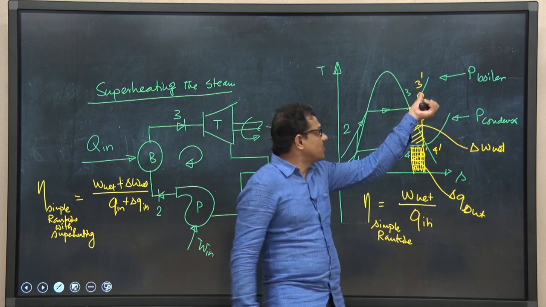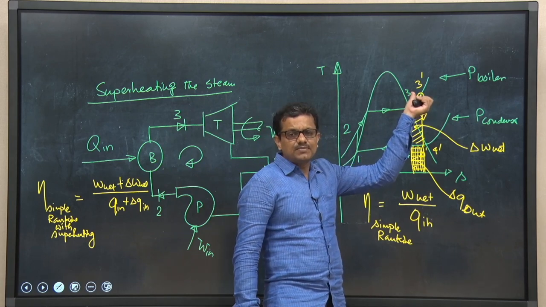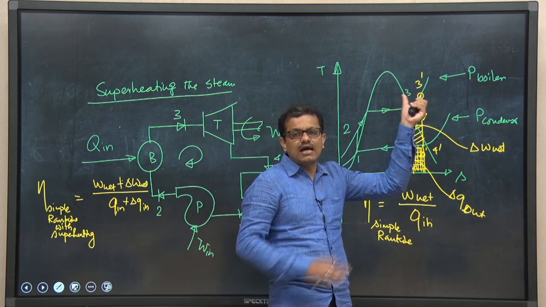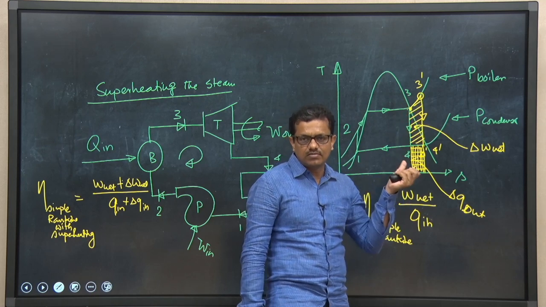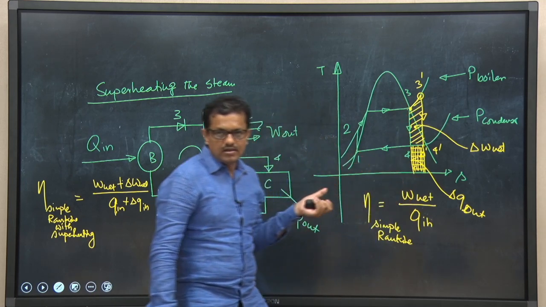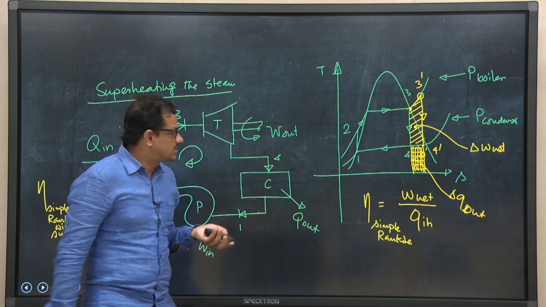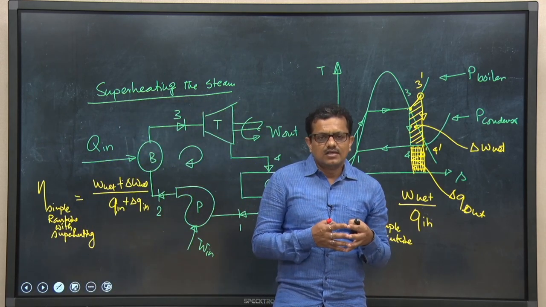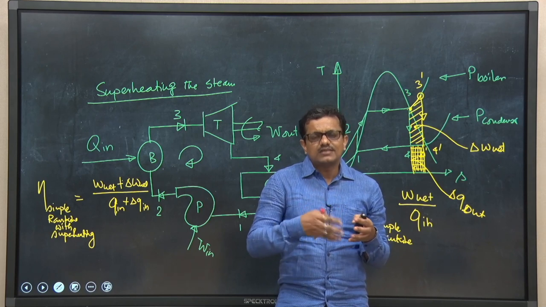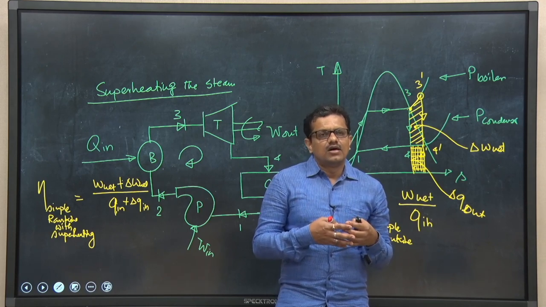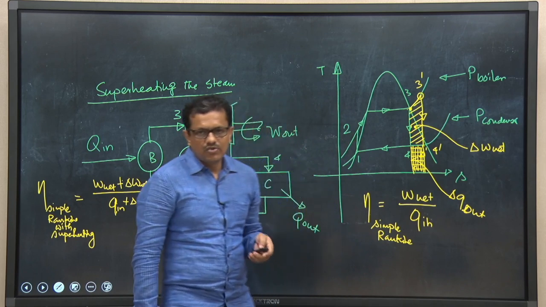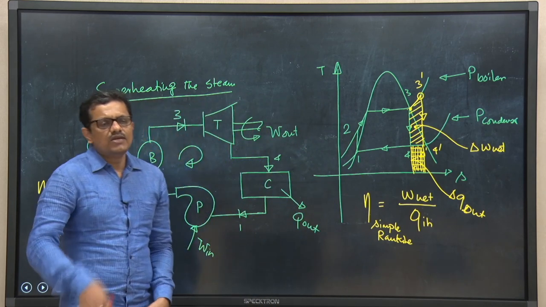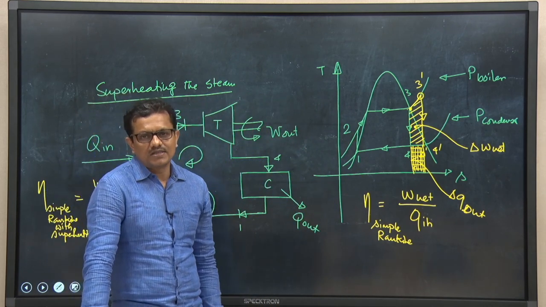By increasing the superheat, by increasing the temperature of steam beyond 3, we are going to increase the average temperature at which heat is added in the boiler. So, efficiency will increase, but to achieve that in practice, a special arrangement is needed, which is costlier, not only the initial cost, but also the operational cost.